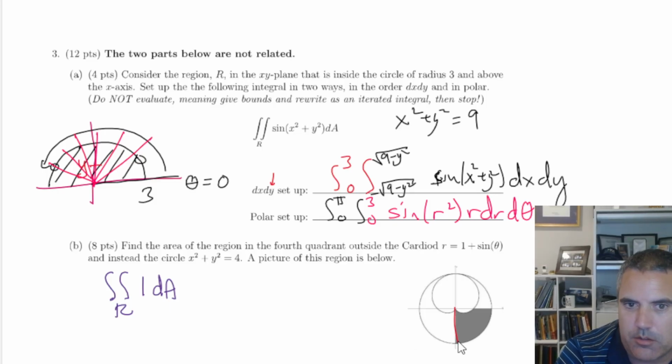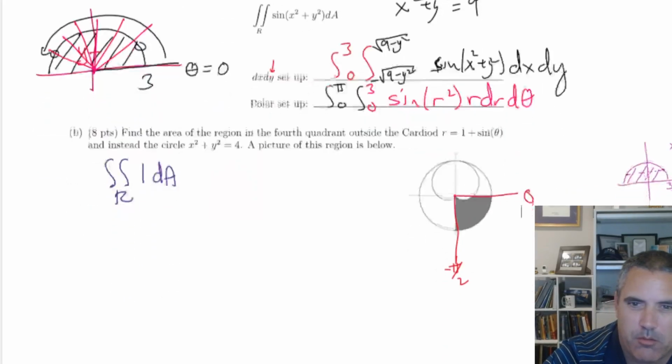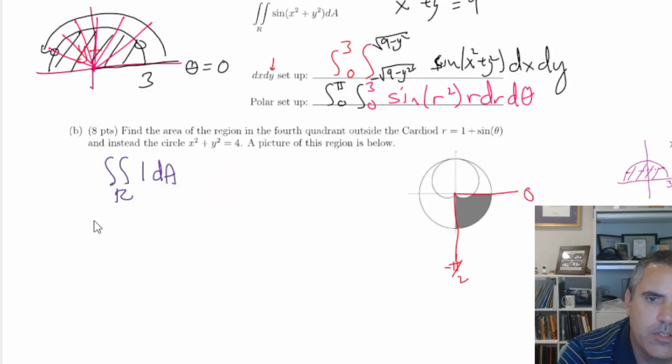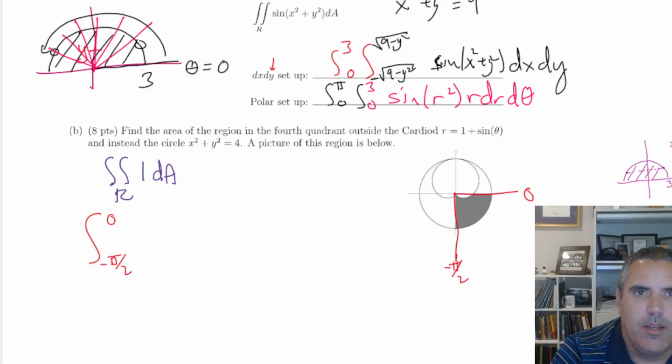Now I can see when I look at the region, it's between these angles. And so I would say negative pi over 2 to 0. Or you could say 3 pi over 2 to 2 pi. So I think that's one consideration. And then from that, we need to know the other curves.